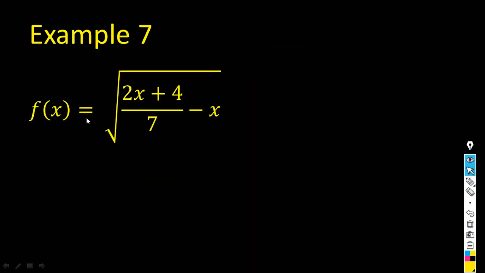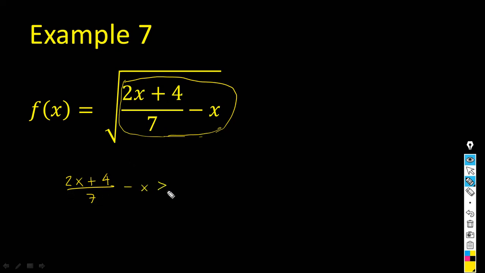Example 7. f of x equals the square root of (2x plus 4) over (7 minus x). So let's ask that question again. For what numbers x is all of this greater or equal than 0? For what numbers x does this expression is greater or equal than 0? How do we answer that question? By solving this inequation.